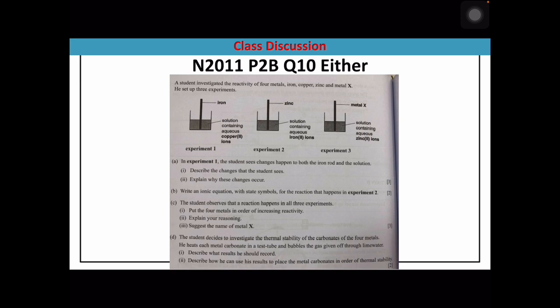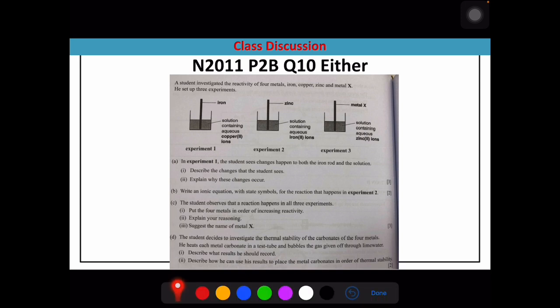metal reactivity series, right? So in this question here, there are three different setups whereby there are different metals with different types of metal ions, right? And we are told here that in experiment 1, the student actually sees changes happening to both the iron rod as well as the solution. This tells us that in experiment 1, there was a reaction that happened over here.